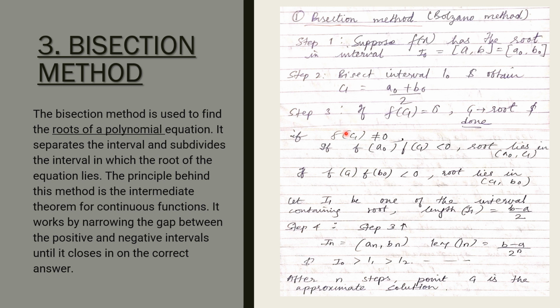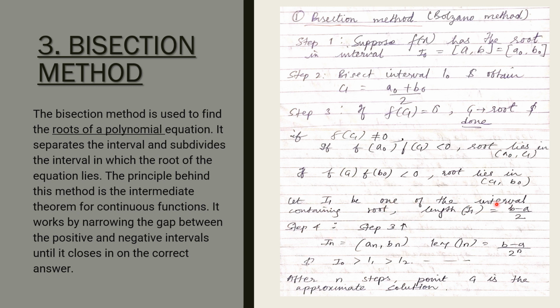Now if it's not 0, first we check f of a0 into f of c1. If less than 0, then the root lies within the range a0 and c1. If f of c1 into f of b0 is less than 0, it lies in the range c1 and b0. Then we again perform the same step 1 with the interval a0 c1 or c1 b0, as per your question. Okay, so it will just go on like this.